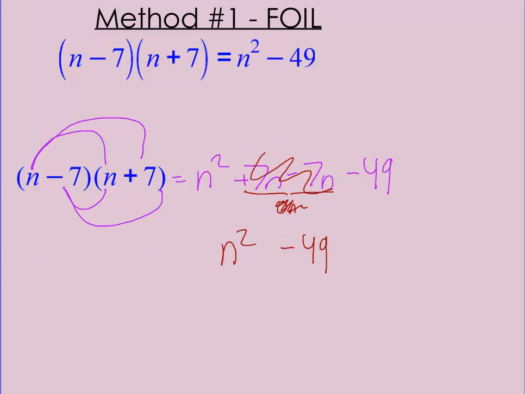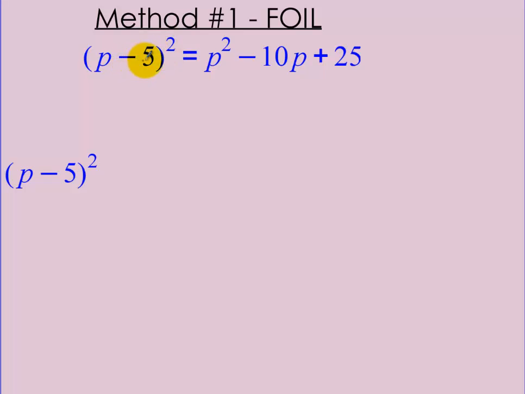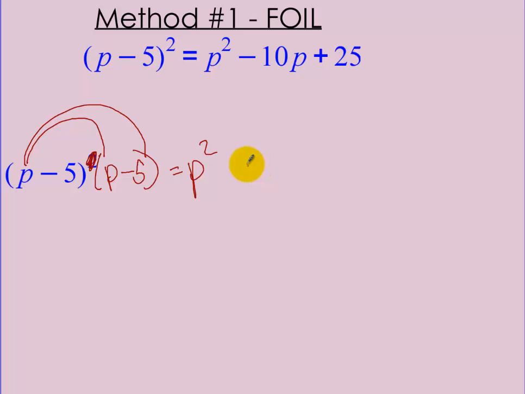And the last one. All right, you've got p minus 5 squared. When you have that squared, that means we have two of these going on. So I just cross off the 2 and write another p minus 5. So let's FOIL that. P times p is going to be p squared. P times negative 5 is negative 5p. Negative 5 times p is negative 5p. Negative 5 times negative 5 is positive 25.